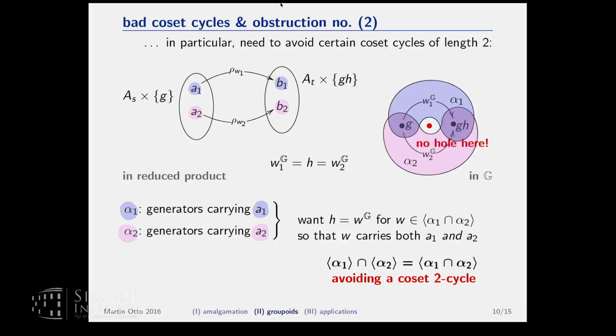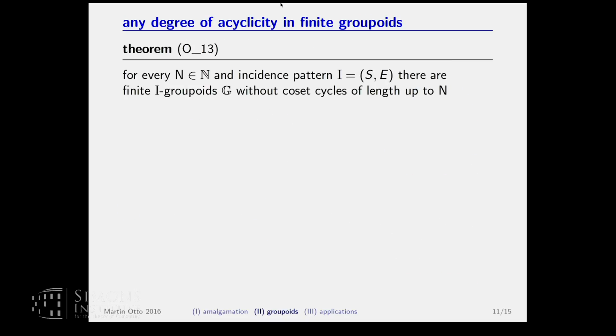So what we want is no hole here. Right? What this condition says is really just that you could also go in the intersection of these two generator sets and arrive in the same destination. Right? And this is just avoiding a certain two-cycle formed by cosets. Right? And this is why coset acyclicity matters.